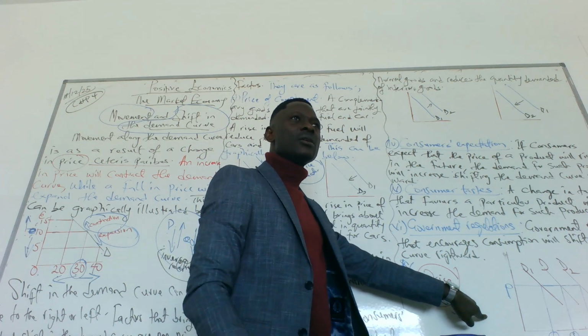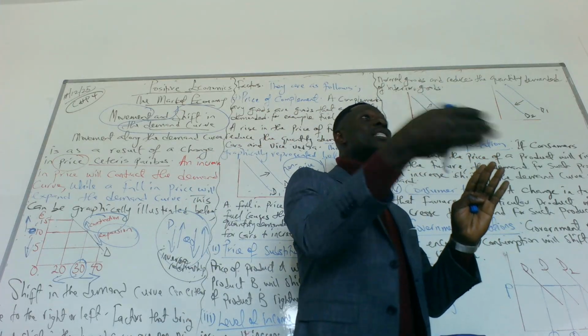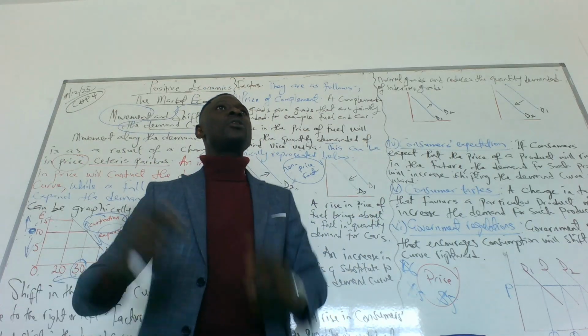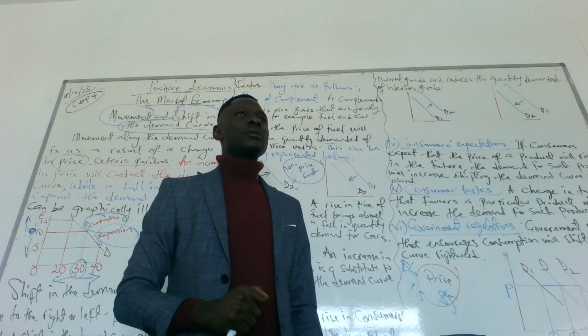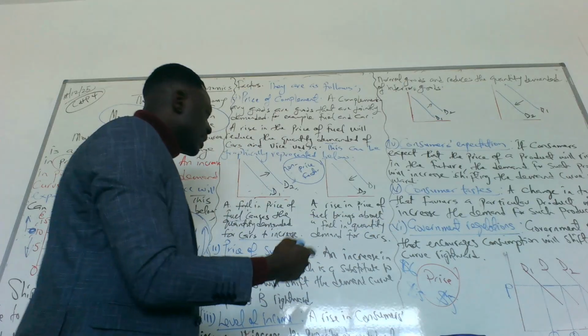Do we get it or not? So an increase in the price of a substitute reduces the quantity demanded of that product and increases the quantity demanded of its rival product. Do we get it or not here? Yes. So look at it this way.